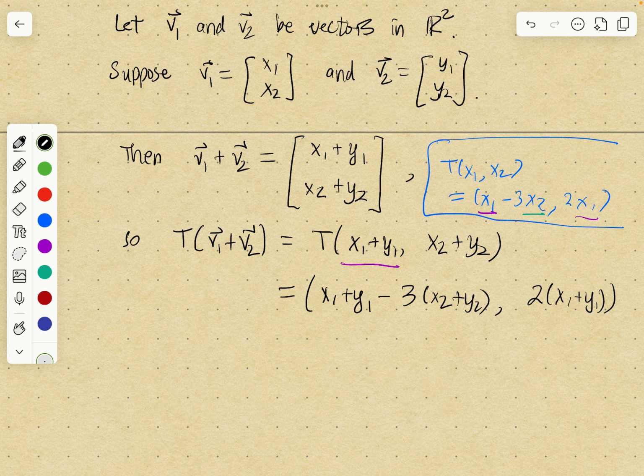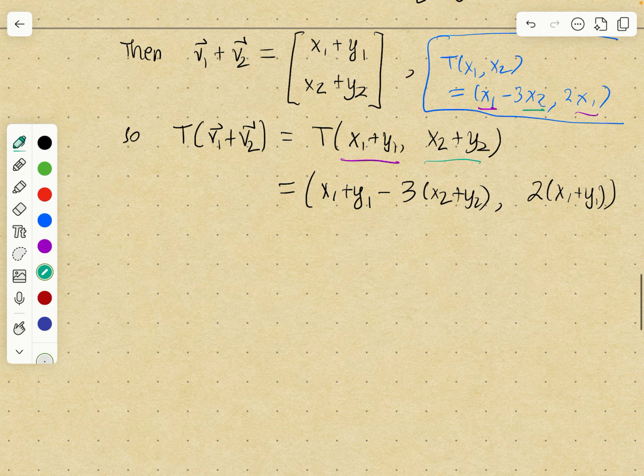It's definitely important to be able to do this because, you know, it might sound confusing, but it is important to be able to do this. So let's see what you get when you simplify. This is going to be x1 plus y1 minus 3x2 minus 3y2, comma 2x1 plus 2y1. So now we calculated T of v1 plus v2.